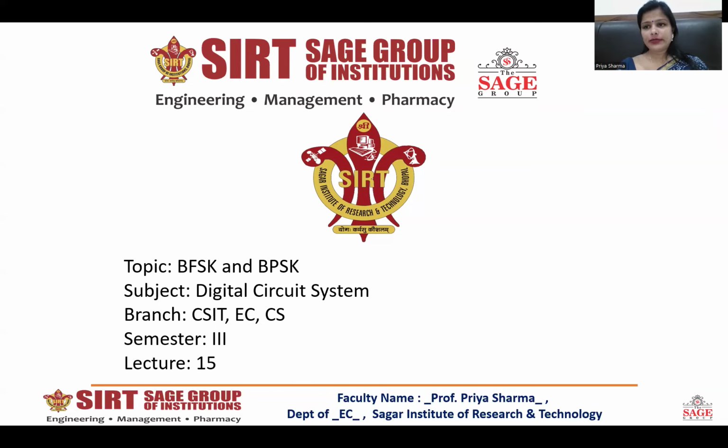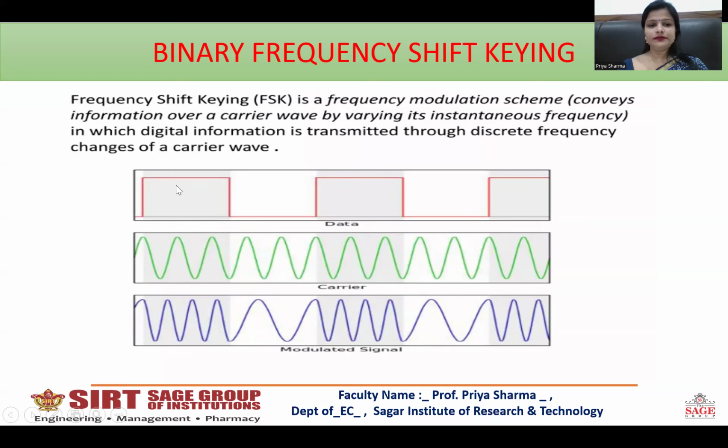As you can see, when the info signal is at logic 1, or the signal is present, the modulated signal will follow the carrier signal frequency, but in the absence of the signal, or when it is at logic 0, the modulated signal will be of a decreased frequency. Again, when the signal is present, it will follow the frequency of the carrier signal. Again, when it is absent, it will have a decreased frequency. So this is how we send the BFSK signal.